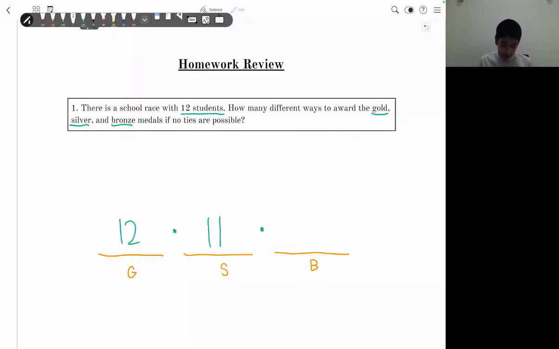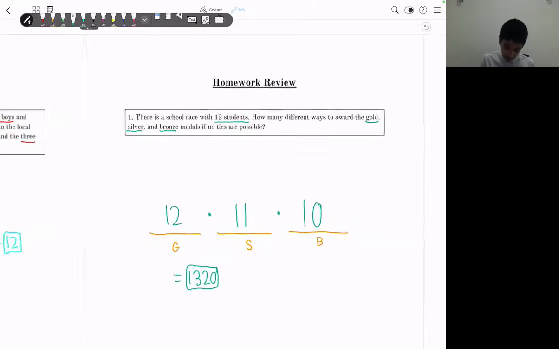Now after that, 2 students are gone. So now there are only 10 students left. So there are 10 choices for the bronze medalist. And this will just have a product of, since 12 times 11 is 132, and 132 times 10 is 1320. So the number of ways to give a gold, silver, and bronze medal to 12 students is 1320.